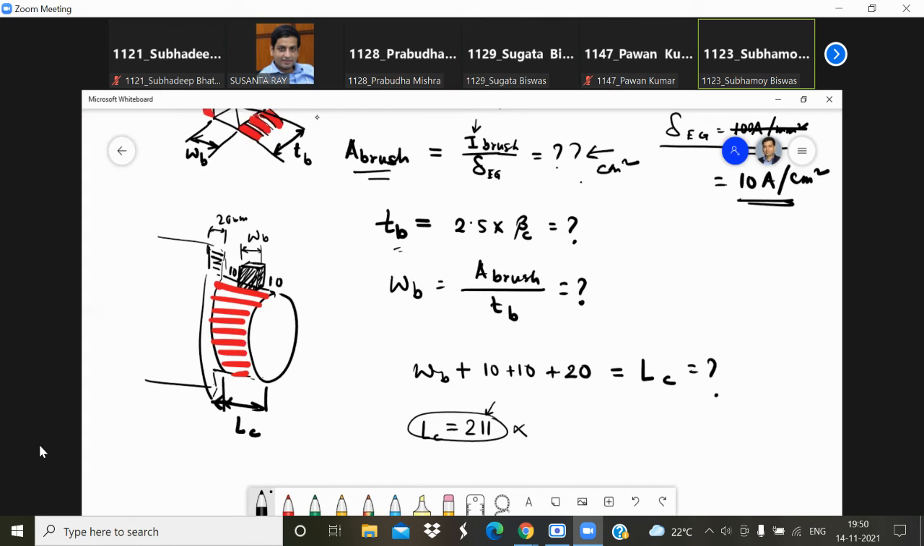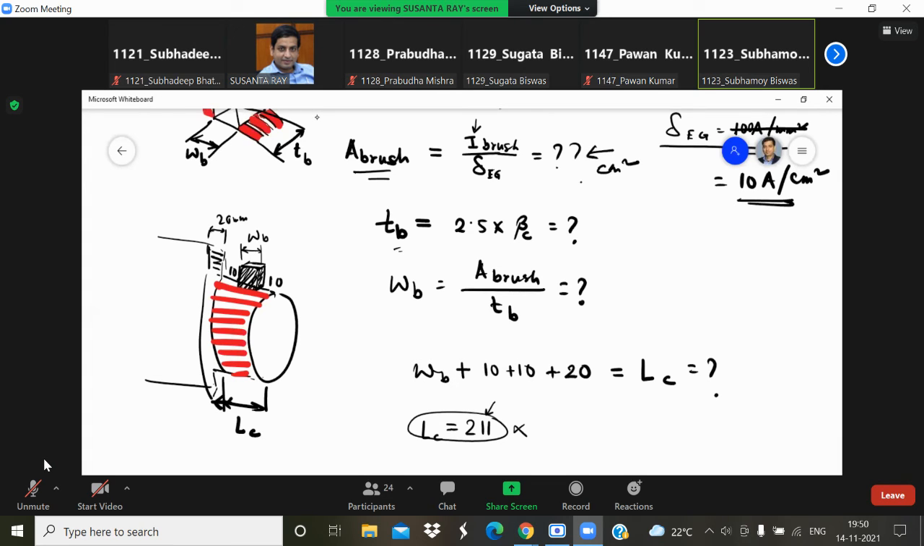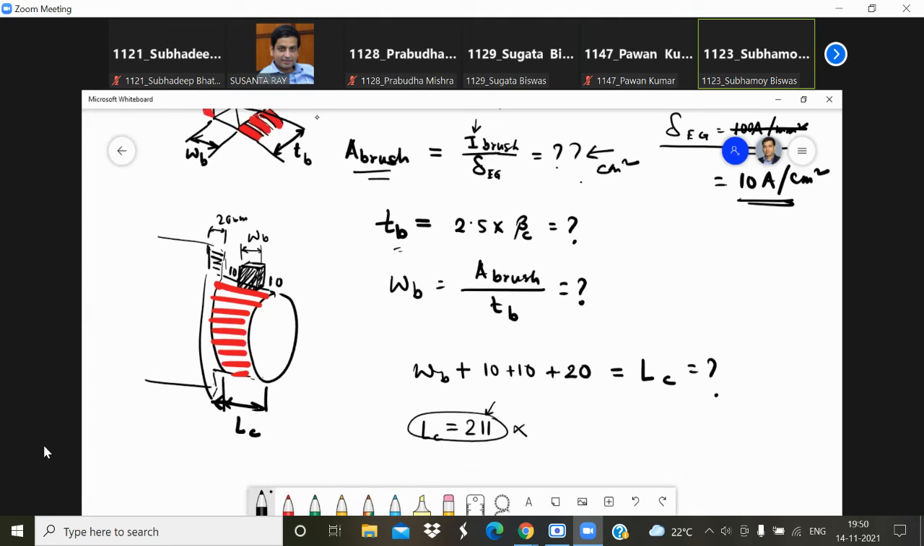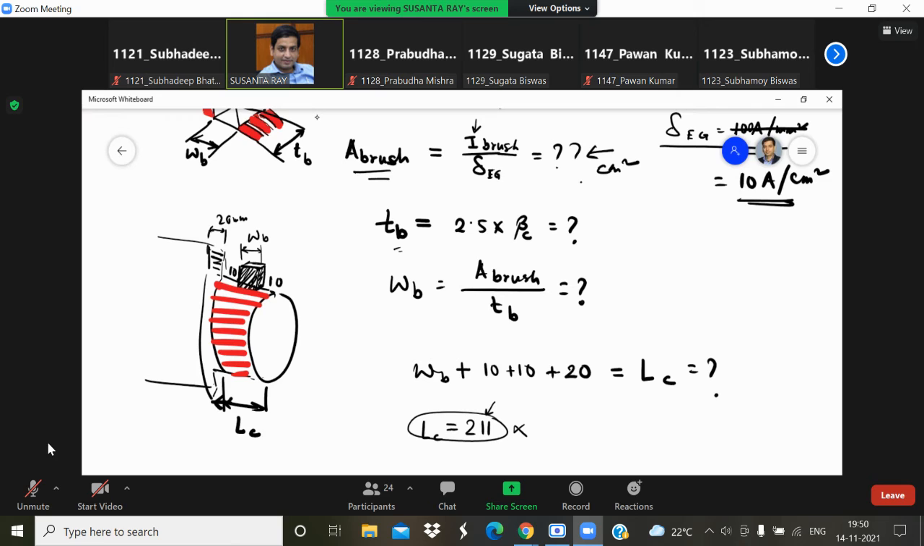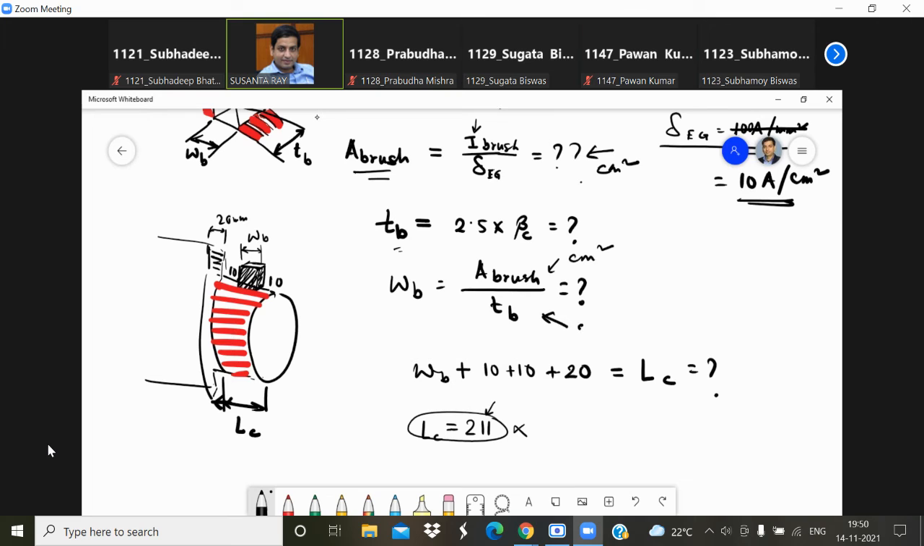Sir, for a 220 kilowatt machine and 192 coils, I'm getting LC as 168.5 millimeter. LC is coming out much higher, you just check with this. Because here the brush area is in centimeter square, the TB also you have to use in centimeter. Then only WB will be in centimeter. Then you convert into millimeter. And these are all in millimeters, not centimeters. So don't confuse the units.